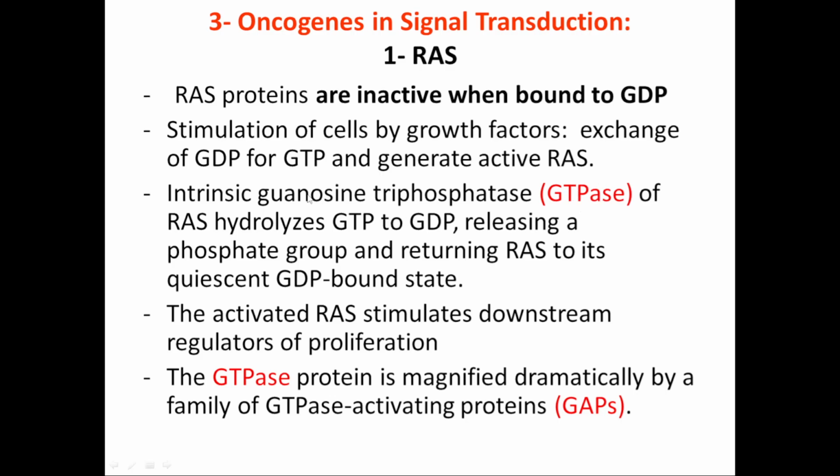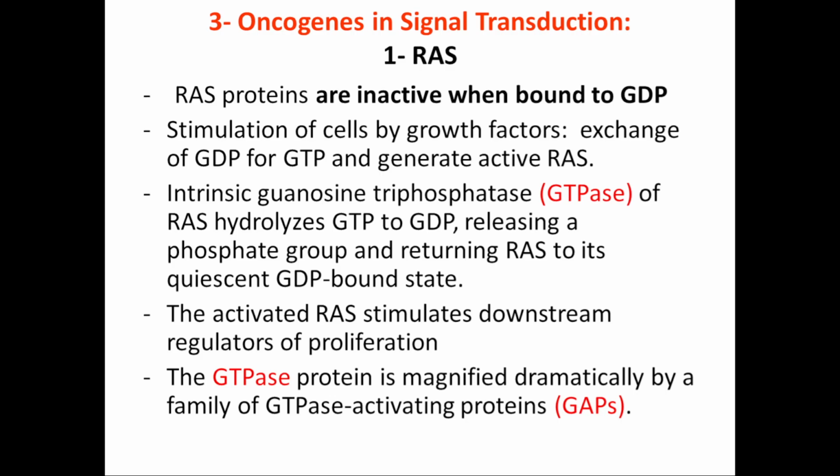They transfer GTP to GDP, and this is how RAS is activated. The activated RAS is a signal transduction protein, so it initiates a cascade of events for proliferation. GTPases are controlled by GTPase activating proteins, or GAPs.